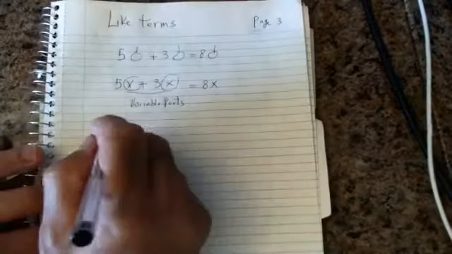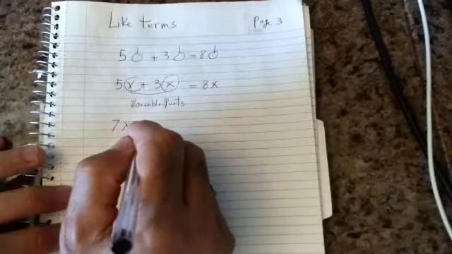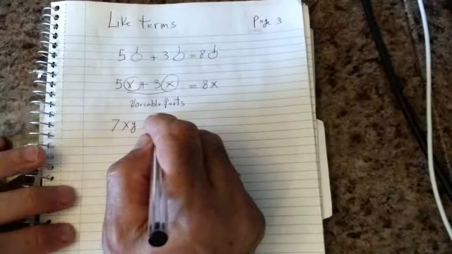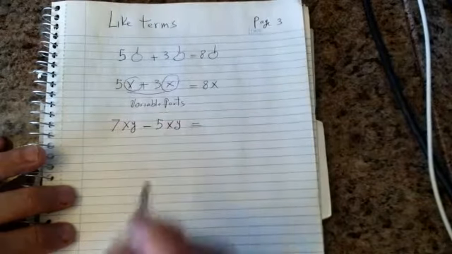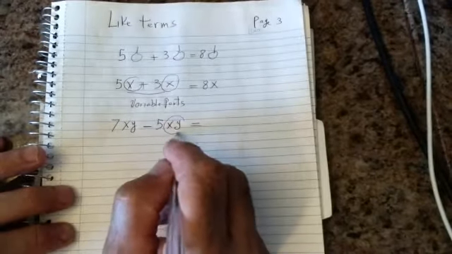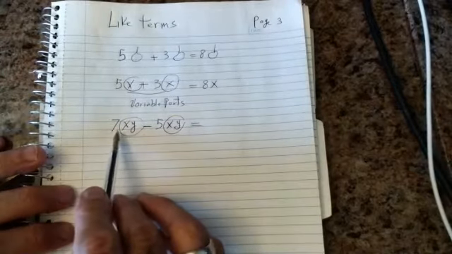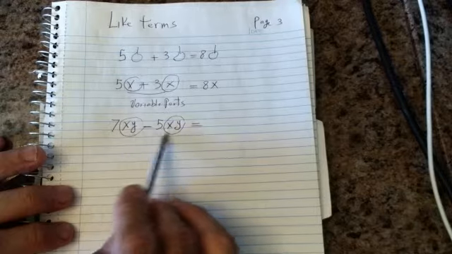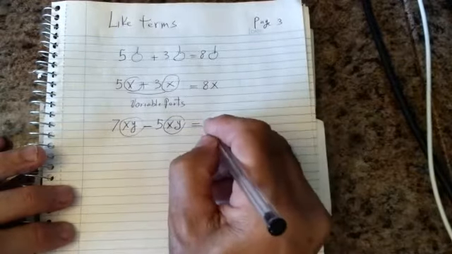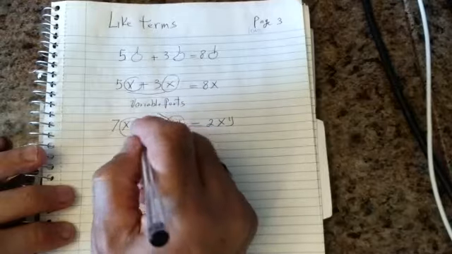So look here. 7xy minus 5xy. They are like terms. Why? Because both have x, y. It's like you have 7 of this item minus 5 of the same item. In that case, you subtract, and it is 2xy. See, these are like terms.